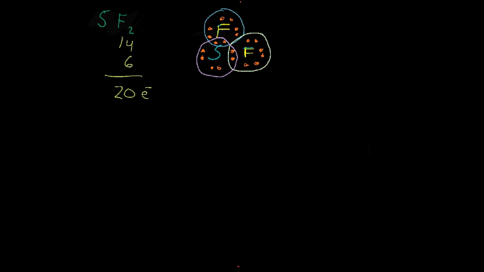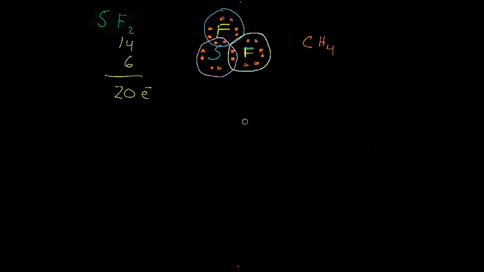Let's do a different one. Let's do CH4. Alright, now we know that carbon generally likes to be the central atom, and you can almost bet that it almost always likes to be the central atom when it's bonding with hydrogen.